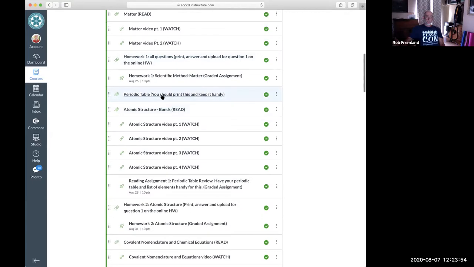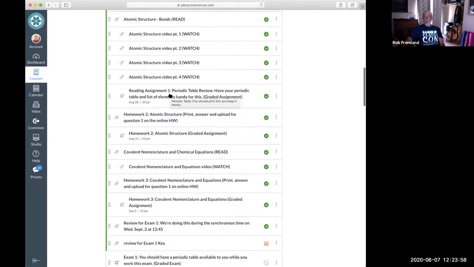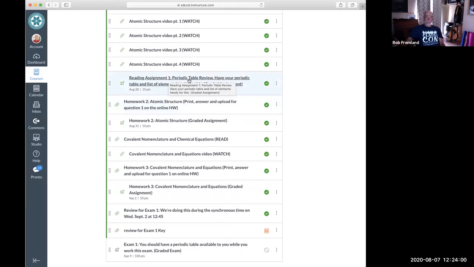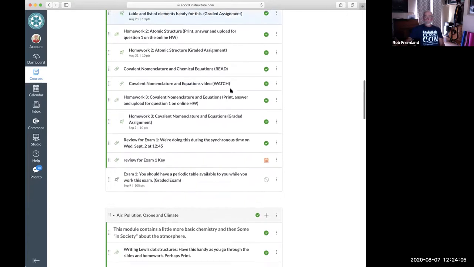This is a periodic table. This is a reference document. You should print 10 of these and put them all over your home. And that's pretty much it. The other thing is there are reading assignments, and these are just additional assignments, right? And that's pretty much it.